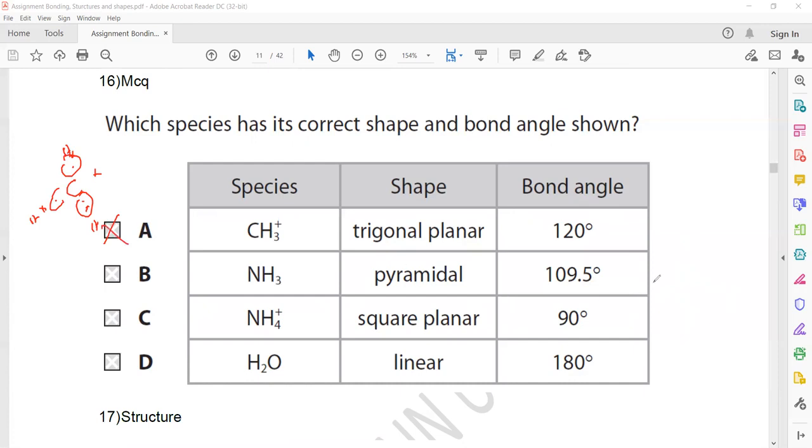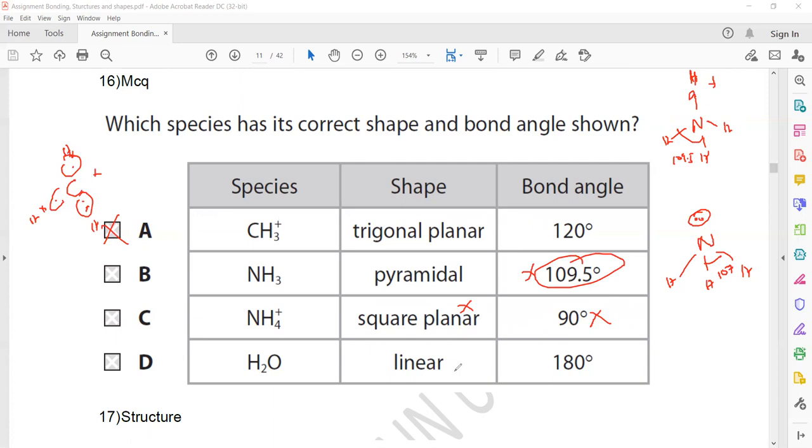NH3 is pyramidal, but the angle is not correct because there is one lone pair and 3 bond pairs, so this bond angle is 107. That's why the bond angle is not correct. NH4, that is tetrahedral ammonium, as we just discussed, in case of ammonium, 4 bond pairs are there. The dative bond is also considered as a bond pair. That's why the bond angle in a tetrahedral is 109.5, so even both are given wrong.